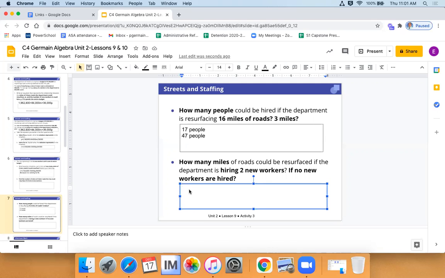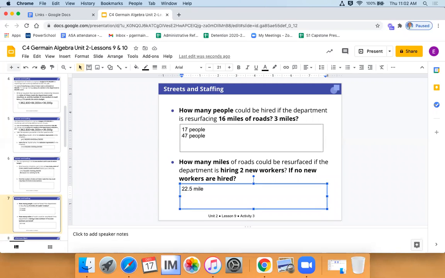Good. And like Claire said, we would be paving 22.5 miles of road if we were to hire 2 new workers. Very good. So we can do decimals for this one. So we would say 22.5 miles of road. What about if we hire 0 new workers? How many miles of road can I pave then?